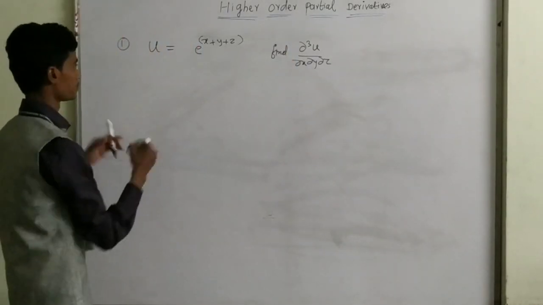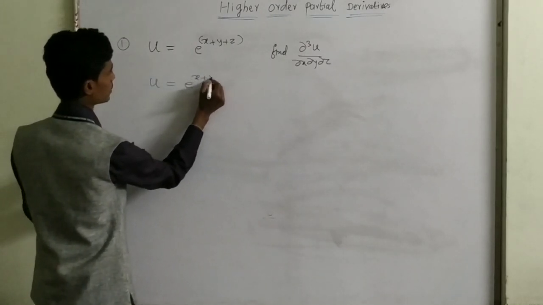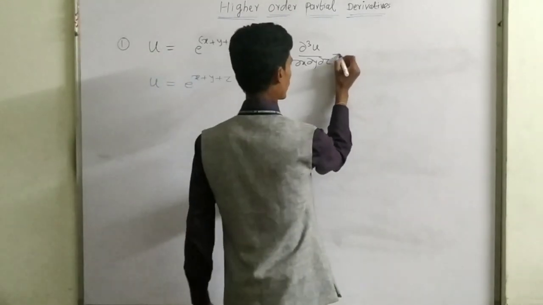First, what is the given? Given as u is equal to e raised to x plus y plus z. And next, keep in mind what do you mean by this.